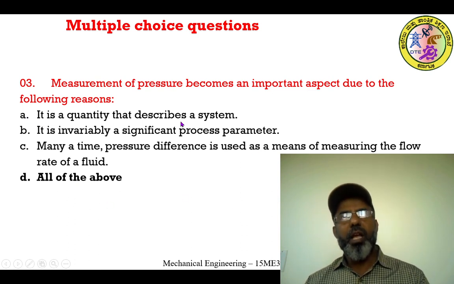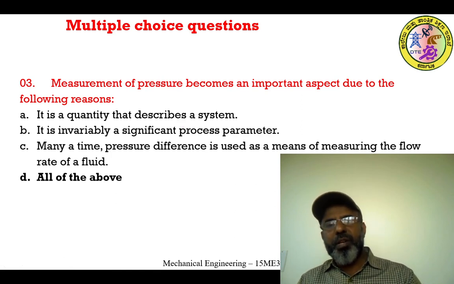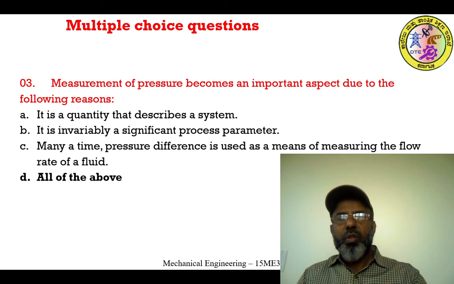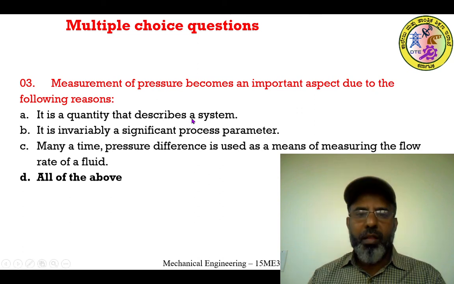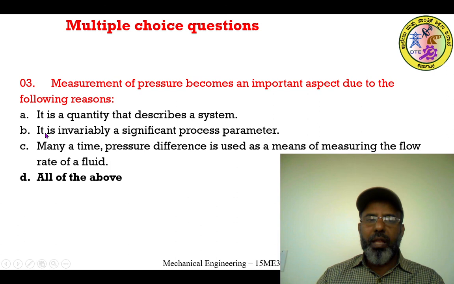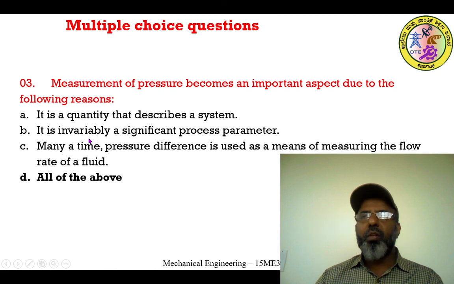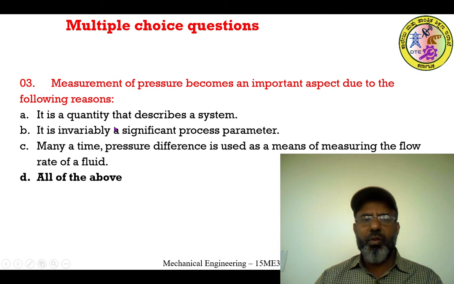In option A, for example, in case of an IC engine, the pressure varies with time. In option B, in case of thermal plants or pharmaceutical companies or petrochemical factories, generally the boiler pressure should be continuously monitored. Therefore, there also it becomes an important parameter. And thirdly, pressure difference is used as a means for measuring the flow rate of a fluid. All these 3 are required. Therefore, the correct answer will be all of the above.